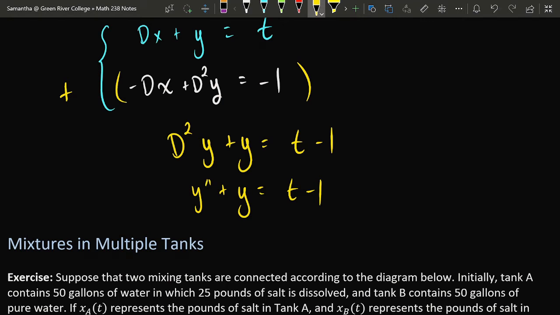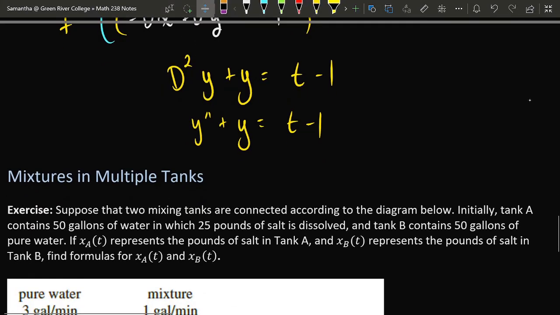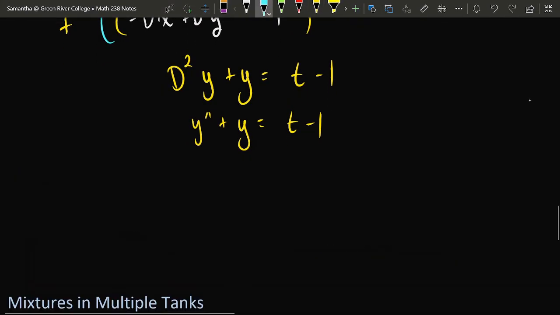But this is a second order non-homogeneous differential equation, the likes of which we've solved hundreds of millions of times by now. So let's go ahead and solve this equation by the usual means.